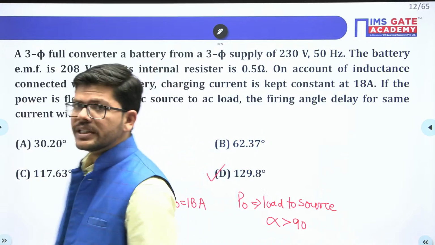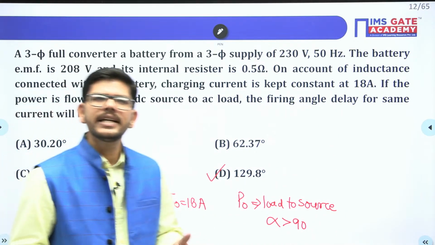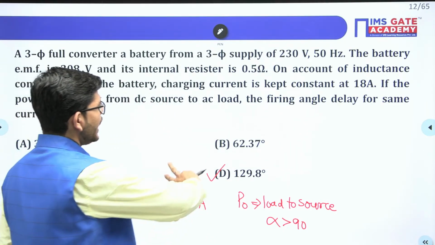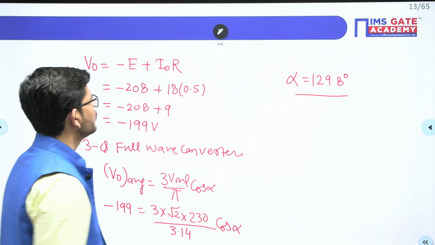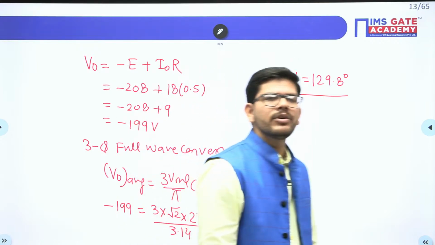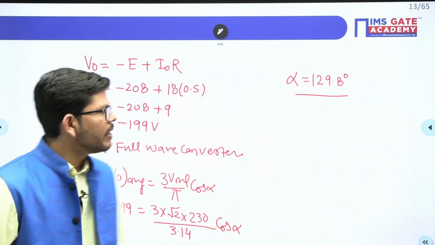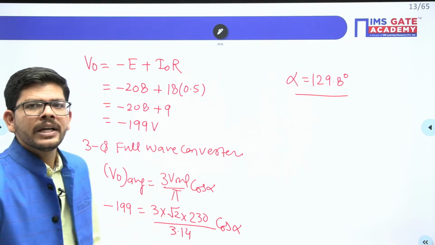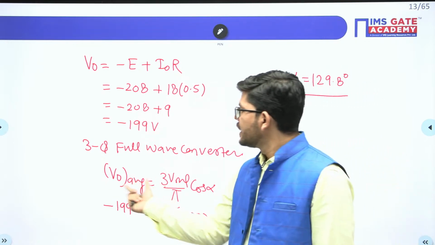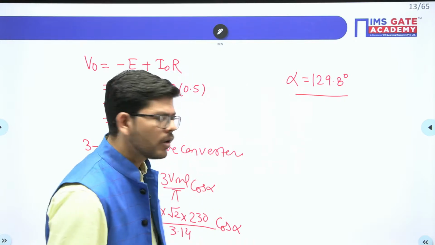So this is how, by remembering the fact that when alpha is greater than 90 and the load is delivering power to the source, the load side KVL will be minus E plus I naught R. We have to reverse the battery terminal, and then we apply the KVL, and we can calculate the firing angle by applying the converter output voltage as well. So this is how we can solve this particular problem.